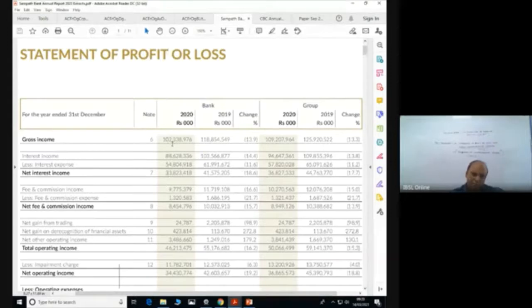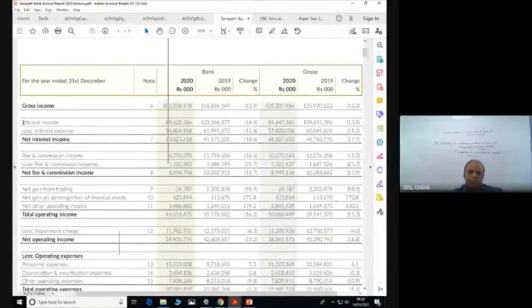So that is a big amount, 102 billion. But what has happened? If you look at 2019, it was 118 billion. So apparently there is a drop of 13.9% compared to last year. Right? Now you go down.